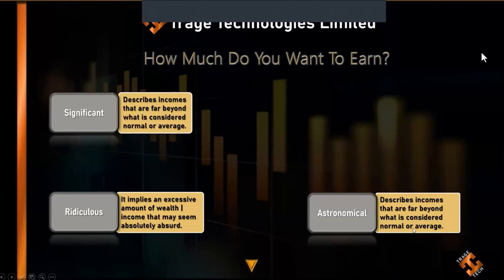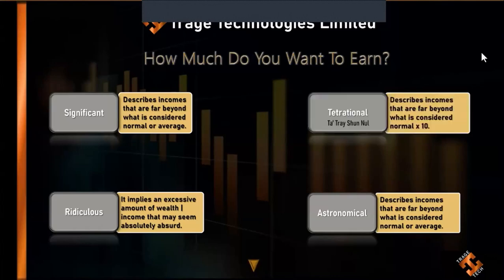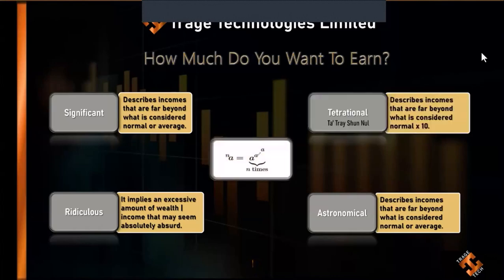Now, when I was sitting there analyzing this compensation plan, and comparing what it can do with my own personal experience of what I'm doing, I said there has to be something more than this. And I came up and I found the word. It's called titrational. Titrational is something that I'm going to explain to you. It describes incomes that are far beyond what is considered normal times 10.